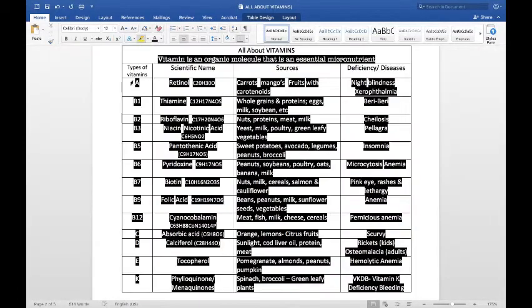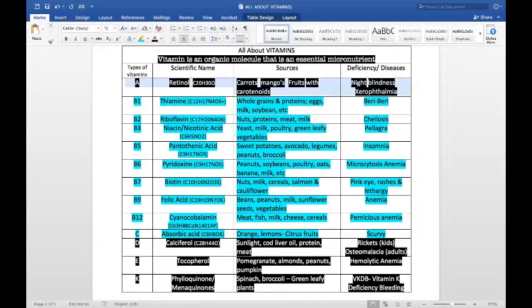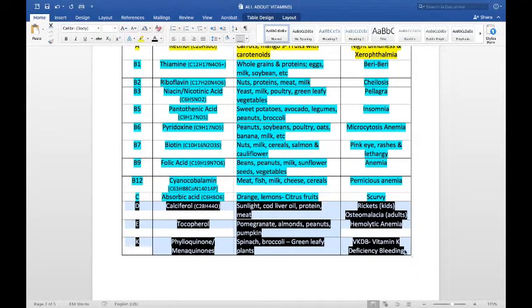Now we need to know which of these vitamins are fat and water soluble. So again, water soluble is where the vitamin has the ability to dissolve in water. So the water soluble vitamins are B1, B2, B3, B5, B6, B7, B9, B12, and vitamin C. And now the remaining vitamins A, D, E, K are fat soluble.